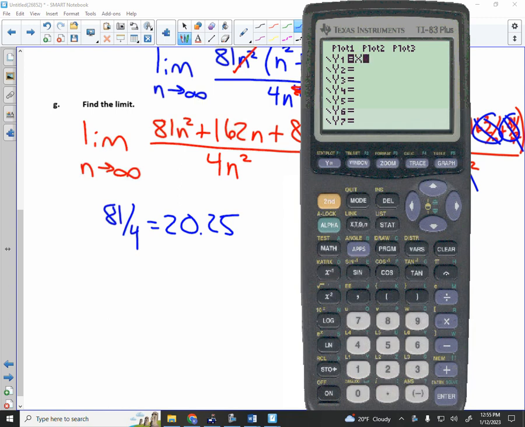I type in x raised to the third power. I'm going to zoom standard. That's the cubic, and we want to see the area bounded from 0 to 3. What do I type in on my calculator? Calculate. Number 7. Lower limit is 0. Upper limit is 3. And it found that area 20.25.